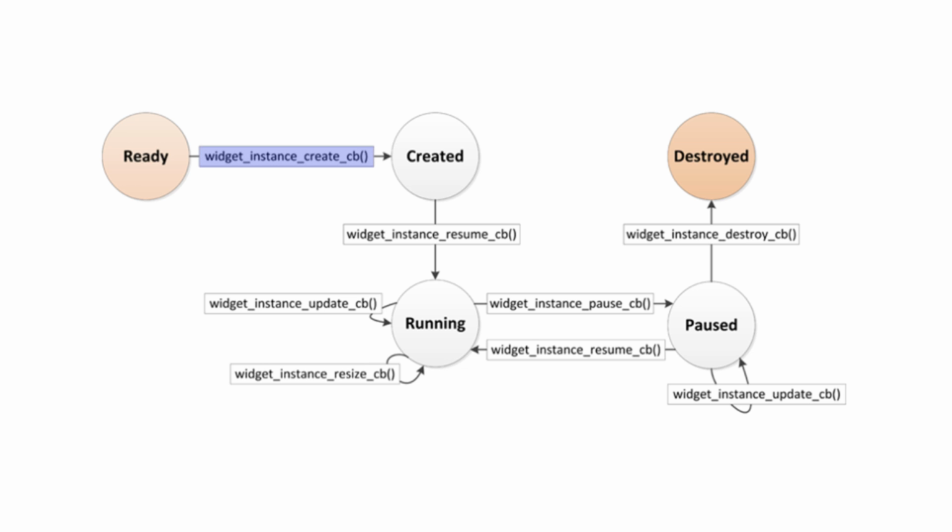First is a widget instance create, which is called after the widget instance is created. Next is the widget instance update, which is called when an event for updating widget is received. Another one is the widget instance resize, that is called before the widget size is changed. We also have the widget instance pause and the widget instance resume, which are called when the widget is either visible or not. Last is the widget instance destroy, which is called right before the widget instance is destroyed.